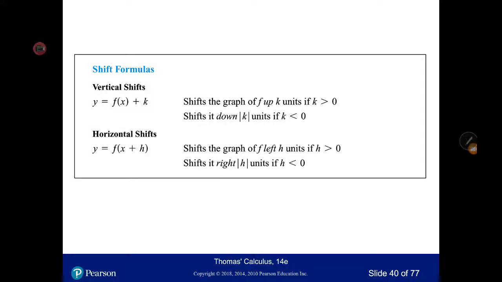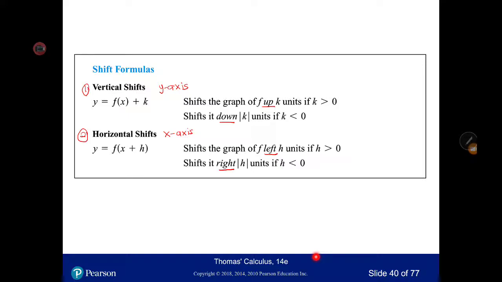Alrighty, so we're gonna continue learning about shift formulas. There are two types of shifts: number one being vertical, number two is horizontal. Vertical is concerned with up and down, so it's concerned with the y-axis, whereas the horizontal shift is concerned with left and right, therefore it's concerned with the x-axis.